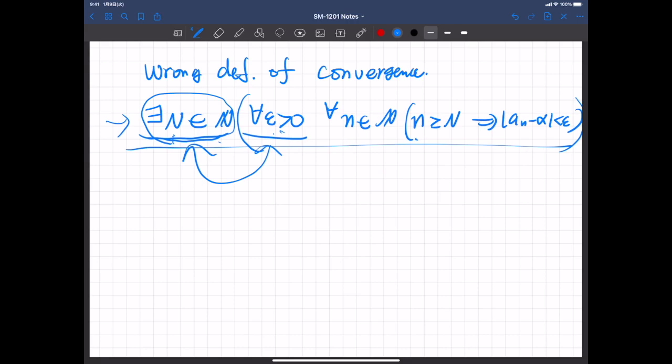On the other hand, this epsilon may depend on N, but we use this universal quantifier, so for all epsilon, it doesn't really depend on anything. It can be any value. So yeah, this is wrong.